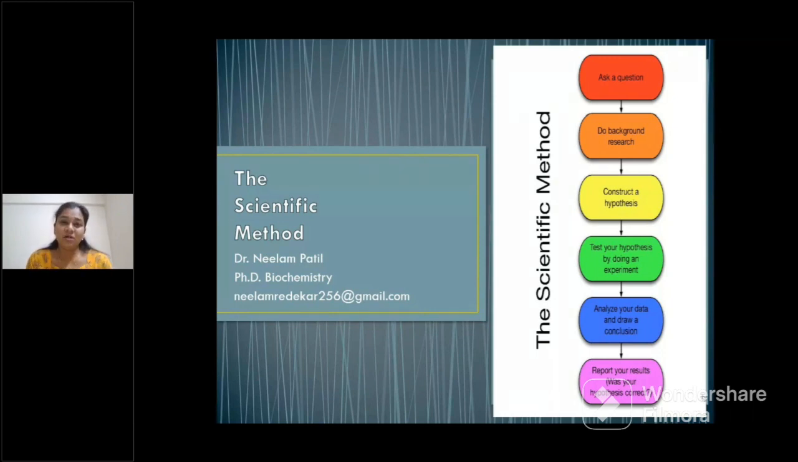So, talking about the scientific method, as you can see on the screen, I'll be repeating the entire flow chart in detail stepwise as the session is going ahead. You can see the major steps which are involved in the scientific method. It consists of 6 basic fundamental steps in how to conduct a scientific method.